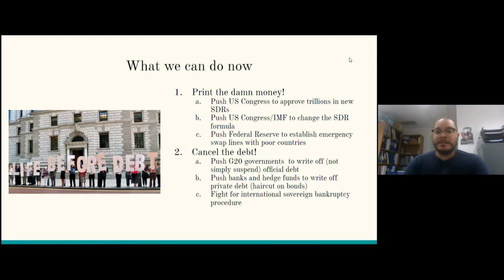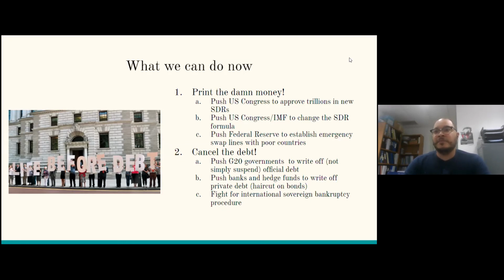The second thing is, we do need to change the formula, which requires pushing Congress and the IMF to change this formula. Or we also could ask the Federal Reserve to establish emergency swap lines with poor countries. So the Fed is willing to lend dollars to other major central banks when there is a major financial crisis. They did this in 2009. They did it again last year, but they won't extend the same courtesy to poor countries, right? So they will only do it for the countries where their economic hardship would hurt the U.S., right?